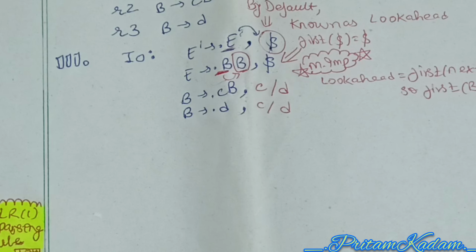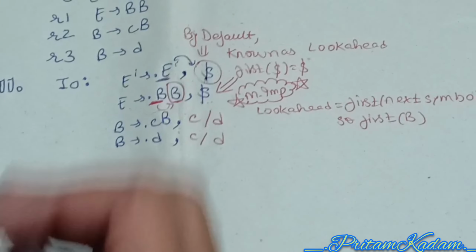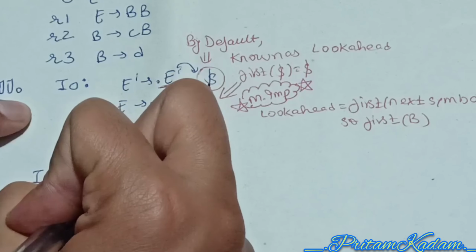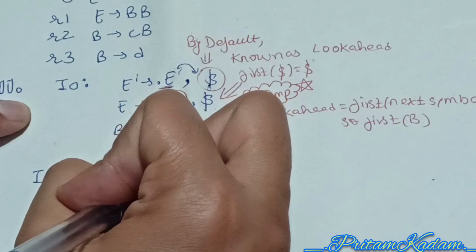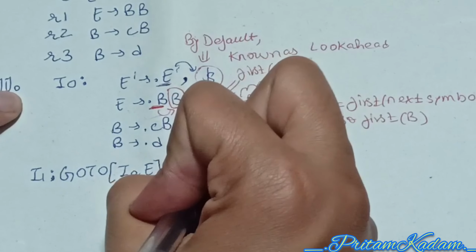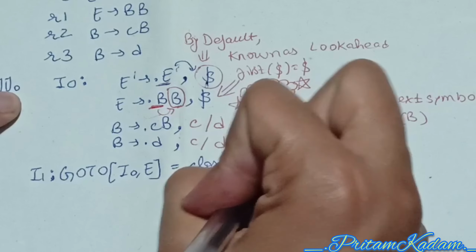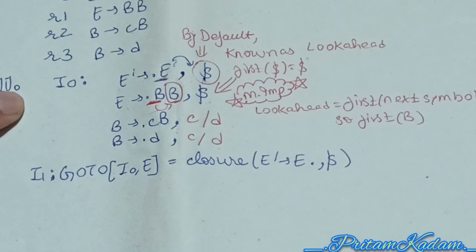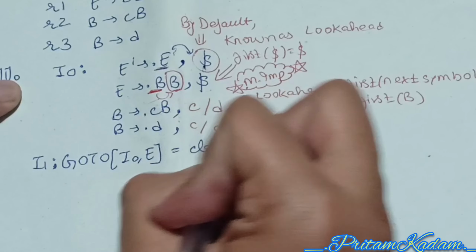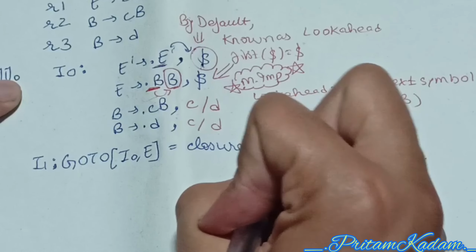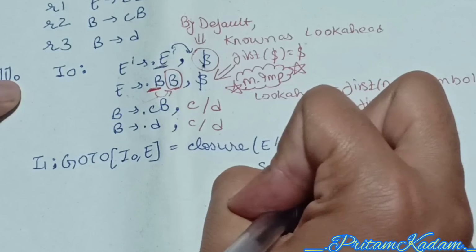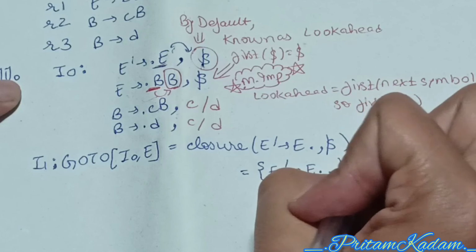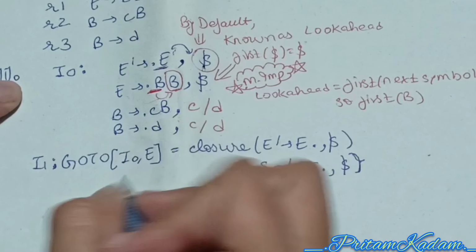So I1. Okay, because we had I0 earlier, now we will have I1. So in I1, when I0 is passed with capital E, we will write E dash gives E dot, which means it will be a complete state. So the closure of E dash gives E dot, and we have the look ahead as dollar. So the state that we will get is E dash gives E dot, that is a complete state, and the look ahead as dollar.